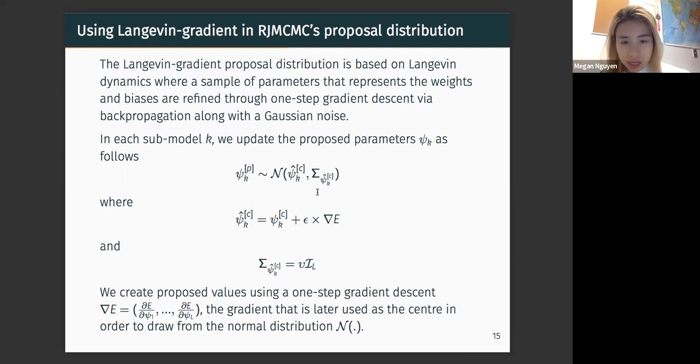And the sigma here will be composed of the identity matrix along with some kind of learning rate, in this case some kind of discretization step. And in terms of the mean of this normal distribution, I'm going to update it using the one-step gradient descent here. And epsilon in this case is the learning rate.